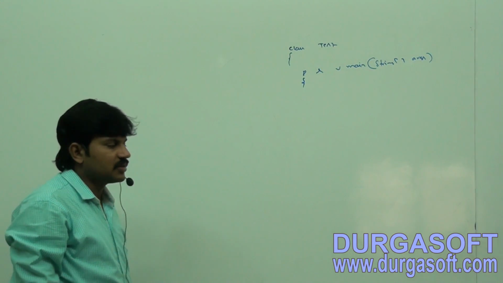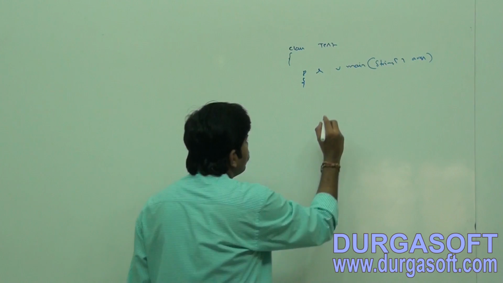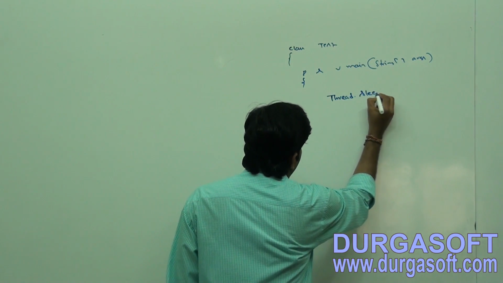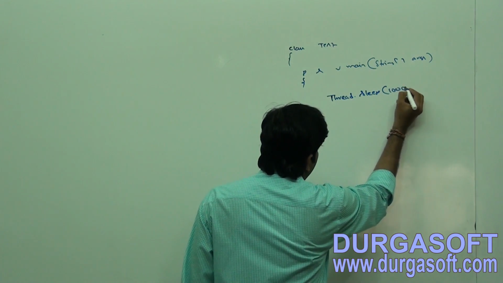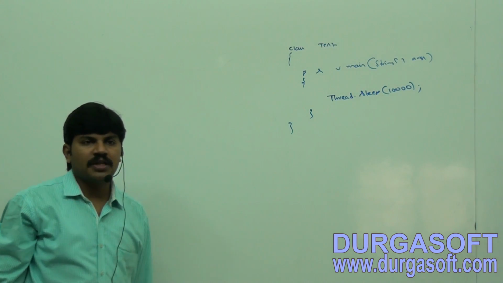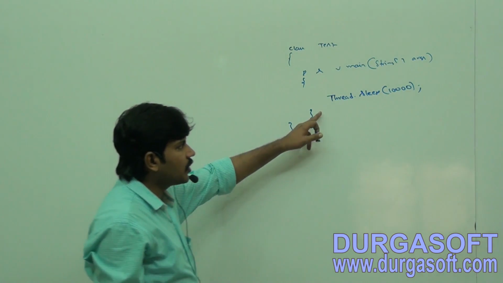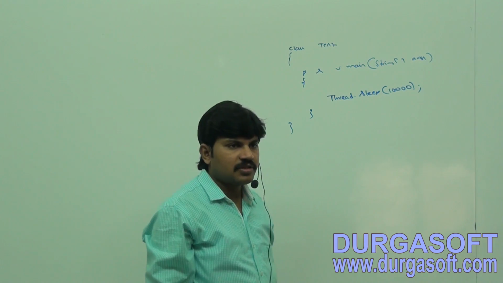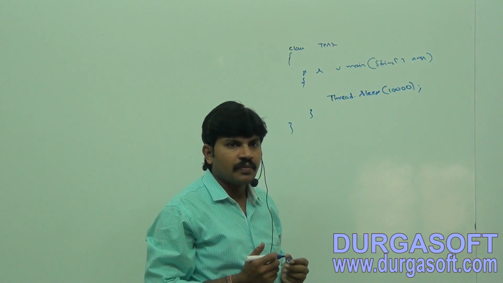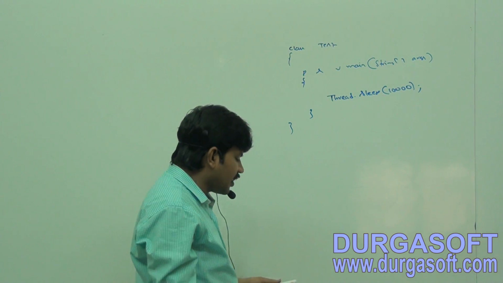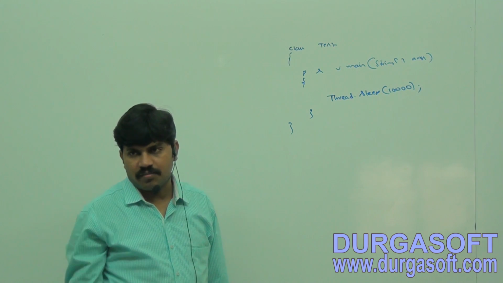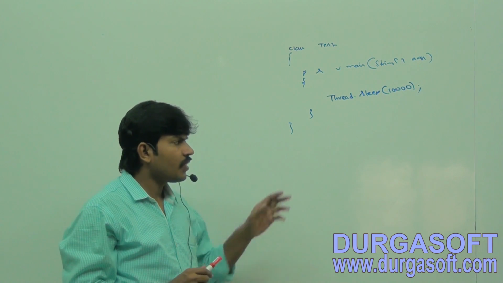Now I want to sleep for some time. Thread.sleep(10000) milliseconds means 10 seconds. So my thread wants to sleep for 10 seconds. So in this thread we call the sleep method. Now I ask the compiler, can you please compile? Immediately the compiler tells me, I can't compile.